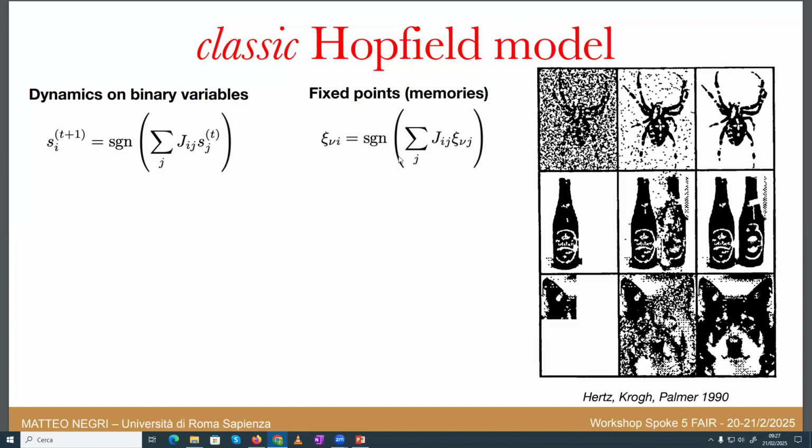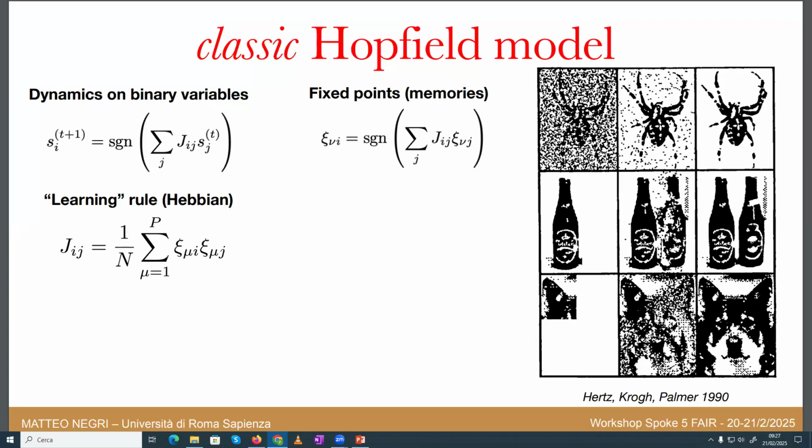And what's happening is you want to know how to plant some memories in your couplings. So you want to learn these couplings such that you can have memories, in this case, the rightmost column. And then if you initialize your variables close enough to one of those memories, you go there.